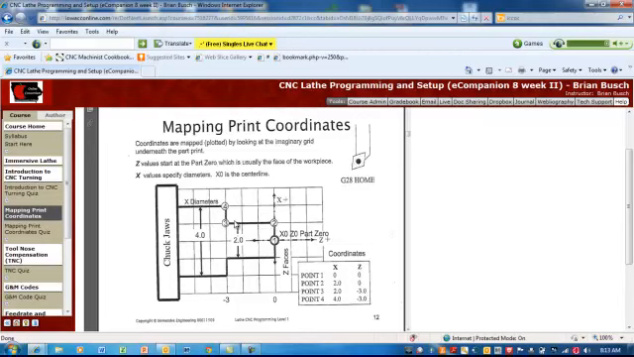We want to move over then to point 3, which is still a diameter of 2, but a Z of negative 3 inches. Point 4 is a diameter of 4 inches, which is an X, and a Z of negative 3 inches. And then that concludes this part.